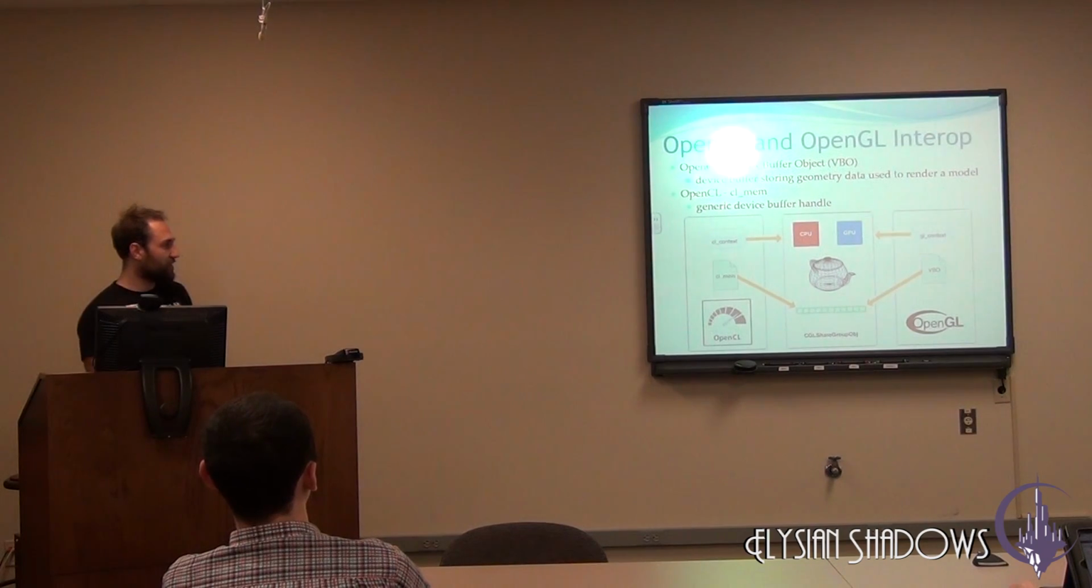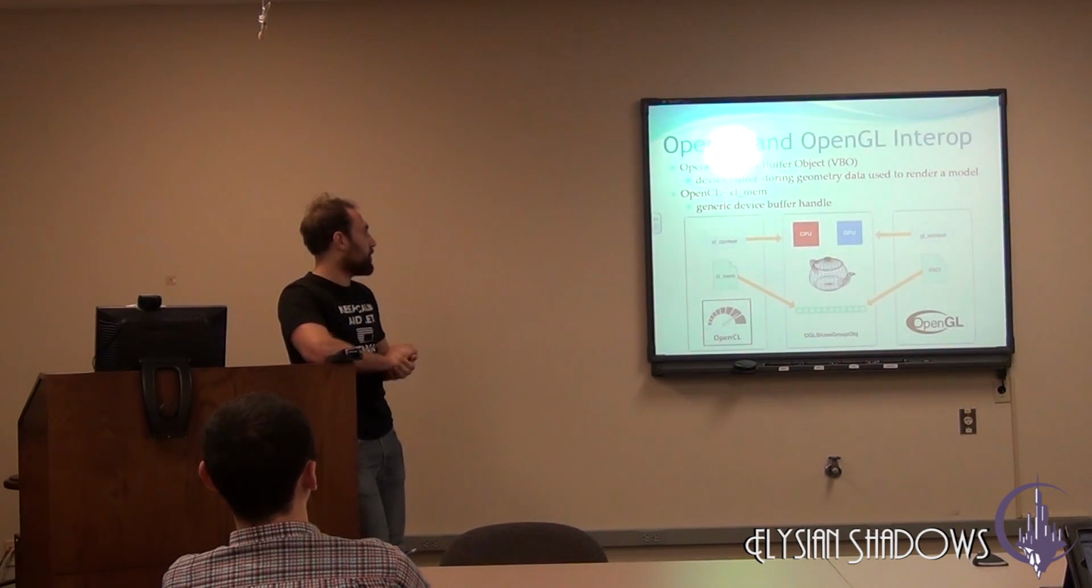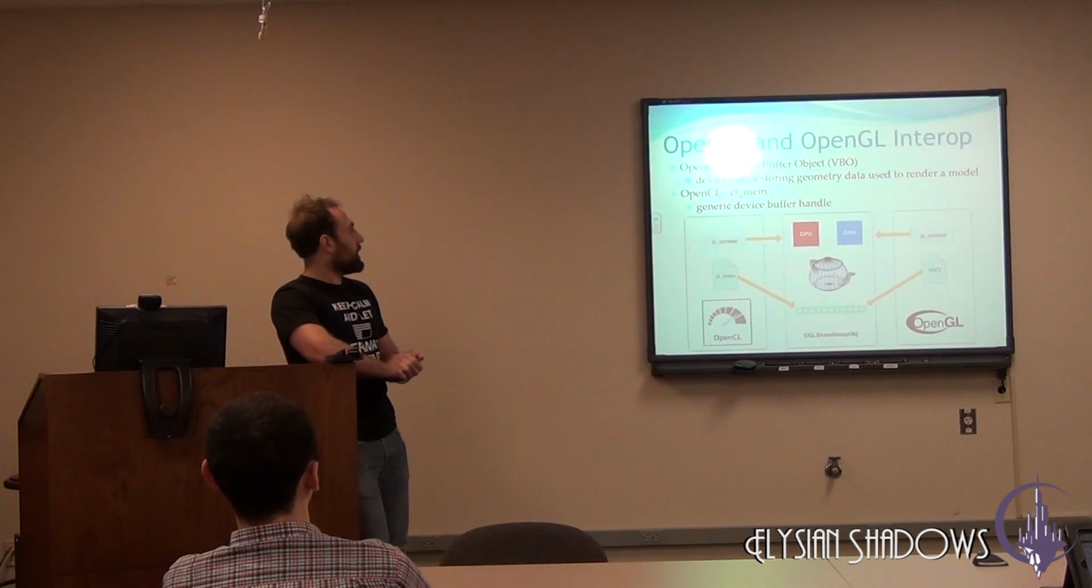So this is basically how OpenCL and OpenGL interop. Like I said, that's going to be the focus of this lecture. OpenGL has something called Vertex Buffer Objects, or VBO.